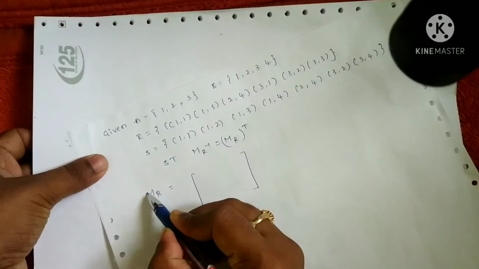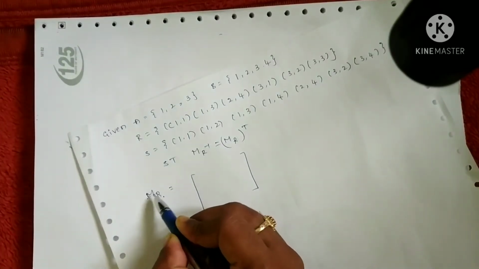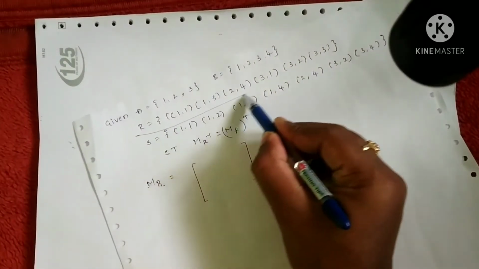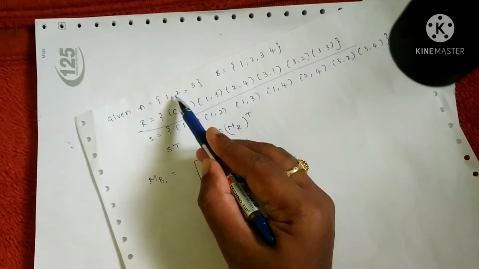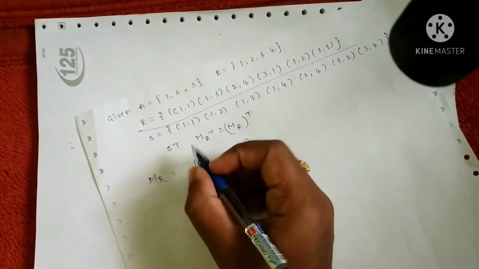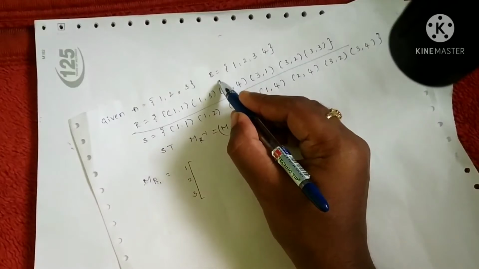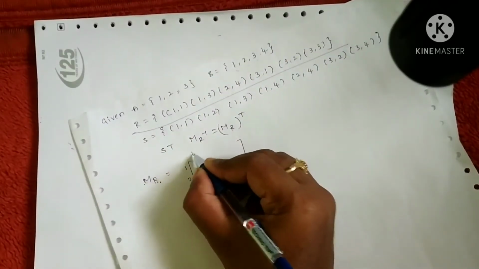Now MR represents a matrix of a relation R. So while writing a matrix of relation R, we have to look at the given relation R. In the set A, how many elements we have? 3. That is 1, 2, 3. Write the same elements here. Fine. In the set B, you have the elements 1, 2, 3, 4. Write those elements here.